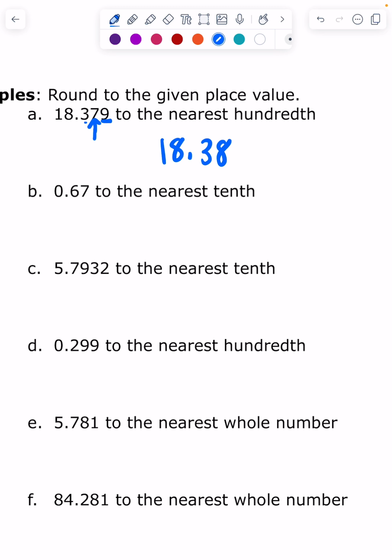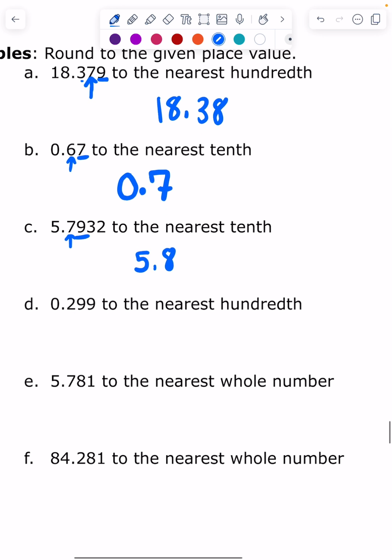B, 0.67 to the nearest tenth. So the 6 is the tenth. 7 is the one to the right. The little rhyme you can remember is 5 or more, add 1 more. 7 is 5 or more, so I'm going to add 1 more, and I'll get 0.7. C, 5.7932 to the nearest tenth. The tenth spot is the 7, so a little arrow there. Underline the 9. This is going to become 5.8. Ooh, we got some 9s here.